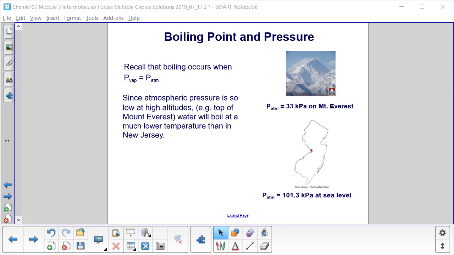So atmospheric pressure is much lower at high altitudes. As we see here, the difference is at sea level in New Jersey, let's say 101.3 kilopascals, versus on Mount Everest, 33 kilopascals. That means vapor pressure will equal atmospheric pressure at a much lower temperature. So water will boil at a much lower temperature on Mount Everest than it will in New Jersey. This is why things like baking temperatures change with altitude, because atmospheric pressure really does affect things.